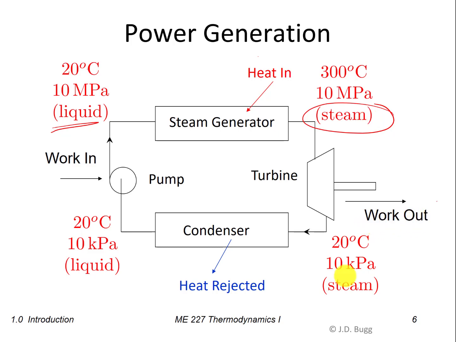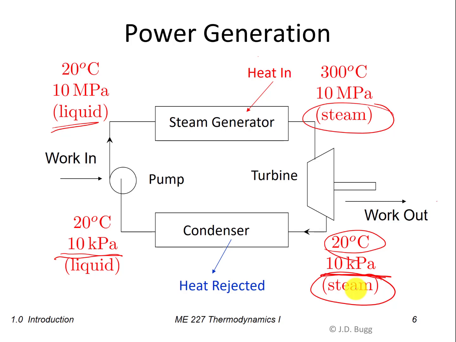So we come down here to low pressure again, 10 kilopascals. Notice it's the same as this because the pressure change through the condenser is very, very small. Temperature is back down to 20 degrees C, so a very large temperature drop across here. But typically this is still steam. Now, in reality, it's probably a mixture of liquid and steam, but for our purposes here, this very basic cycle will say that it's still steam.